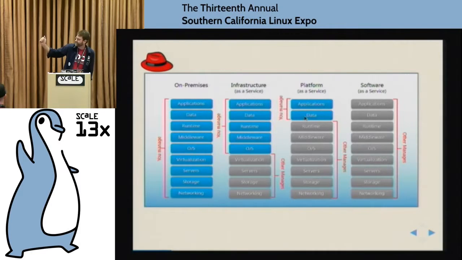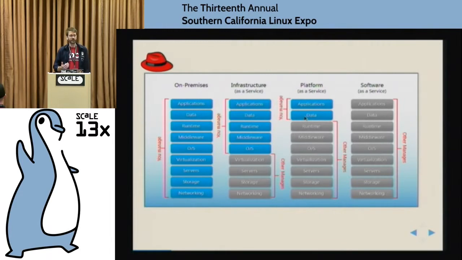OpenStack is at the infrastructure as a service layer, so that OpenStack is responsible for everything up to the virtualization layer, and then your customers, whether that's paying customers or the people within your company, are responsible for the OS layer and everything that's up above that. Platform as a service is something like OpenShift, where you're simply deploying an application and you don't care about the operating system.